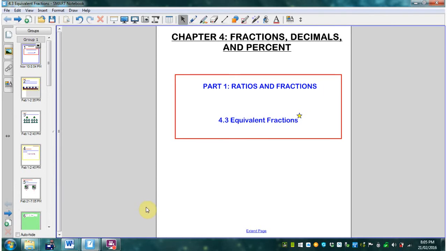Hello guys, today we're going to continue on with part 1, Ratios and Fractions of Chapter 4. In the last couple of lessons we've talked about ratios, what are ratios, and then we spoke about equivalent ratios. So today we're going to talk about fractions and equivalent fractions. So I'll give you a second there to write down the section title, the lesson title. So pause the video, and when we're ready, we'll move on.